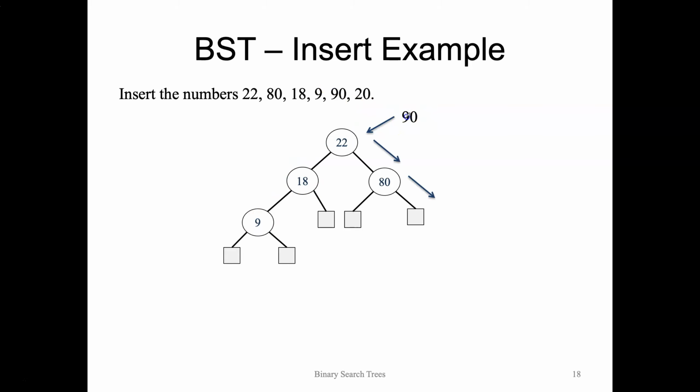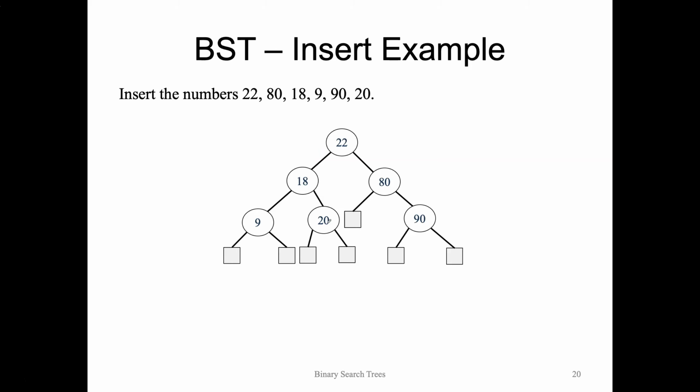And 90. When we go to insert 90, this is larger than 22, so we go to the right. Now it's larger than 80, so we go to the right again. And finally 20, we compare to our root, which is 22. It's less than 22, so we go to the left. It's larger than 18, so we go to the right. Okay, so this is how we would insert into a binary search tree.